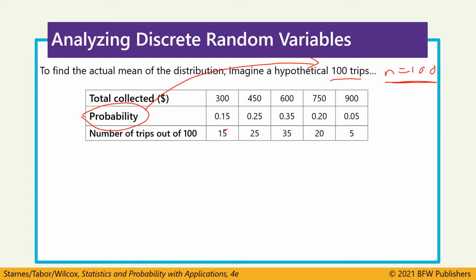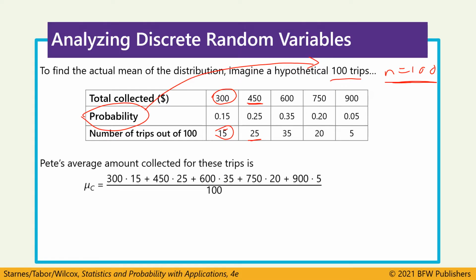To find the mean, we're going to add up all the values that we have together. So we have 300 trips at $15, then 450 at $25, etc., etc. The total is going to be all of those values multiplied by the number of trips they have, added up and divided by how many there are, in this case 100.